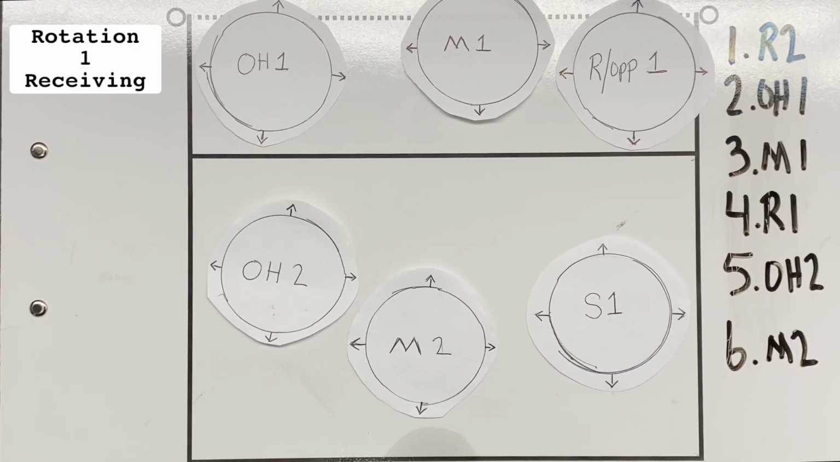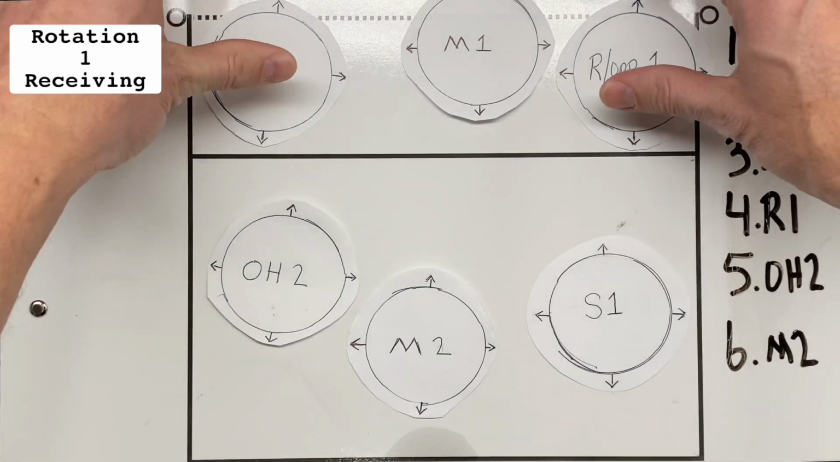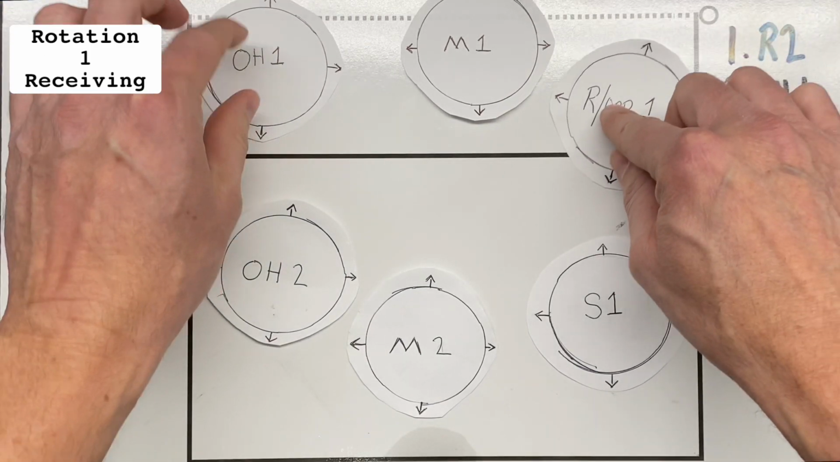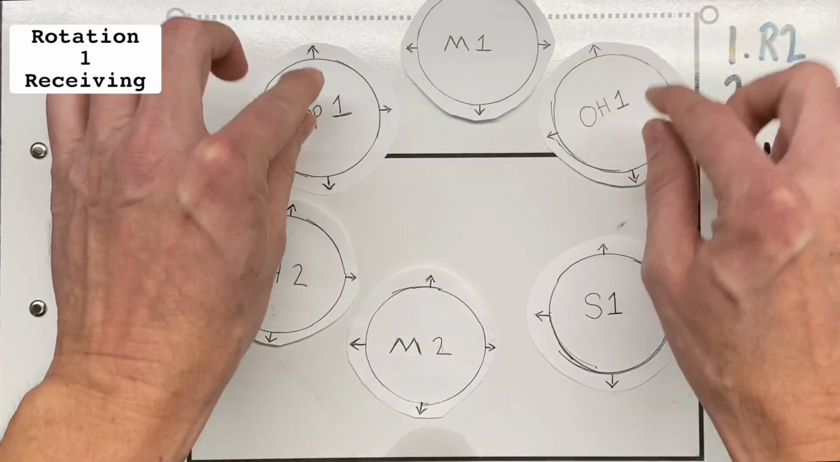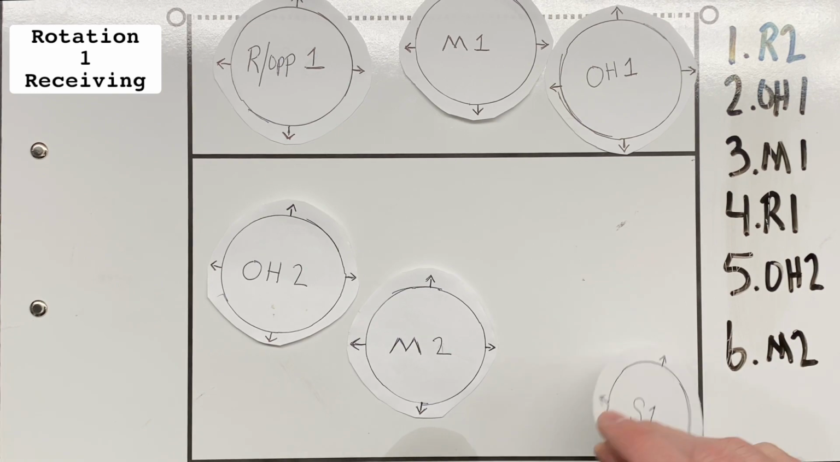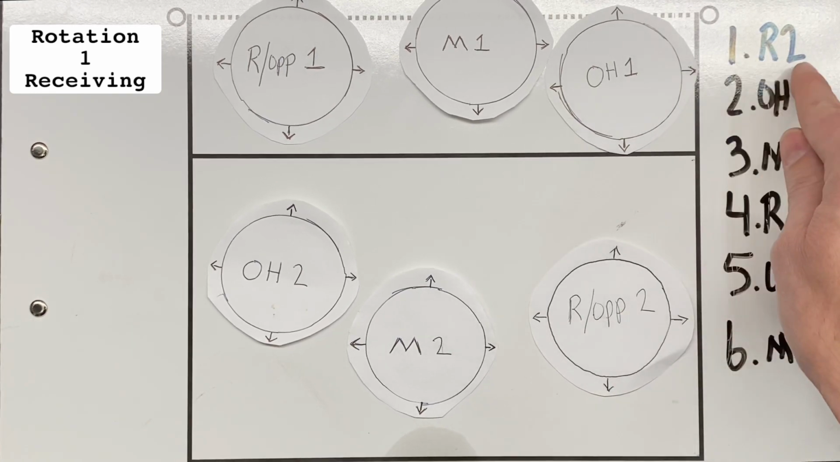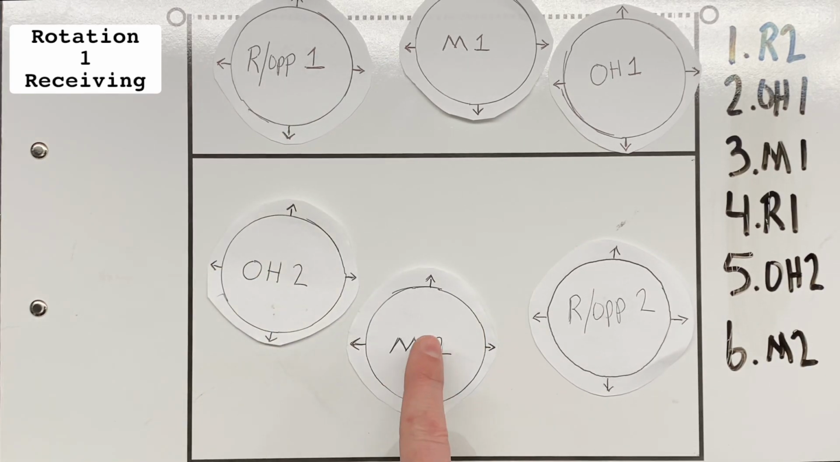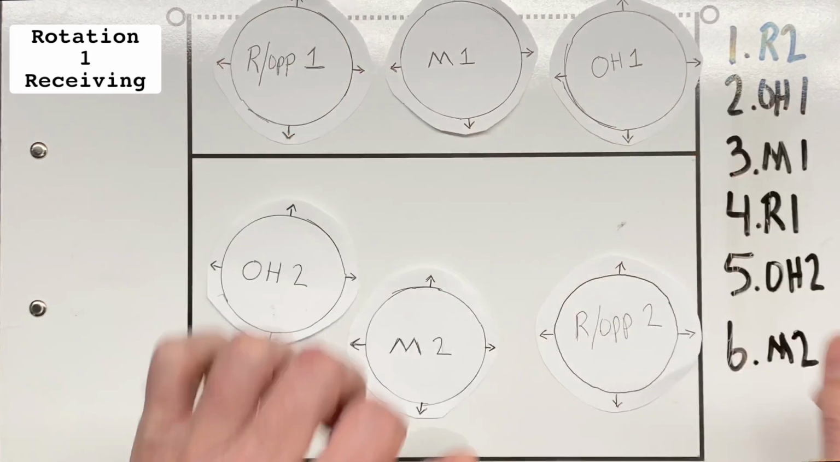Okay, now let's say that there's a side out, or let's say we lose the point and we're receiving the ball again. Okay, then we'd have to go back to our original lineup order, which is the right side, outside, middle, right side, outside, middle. Okay, so we're back to this.